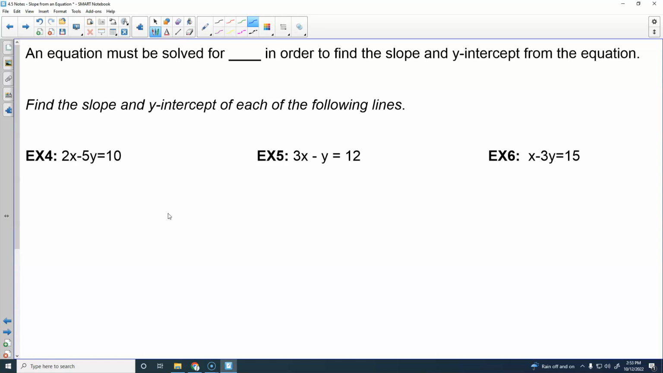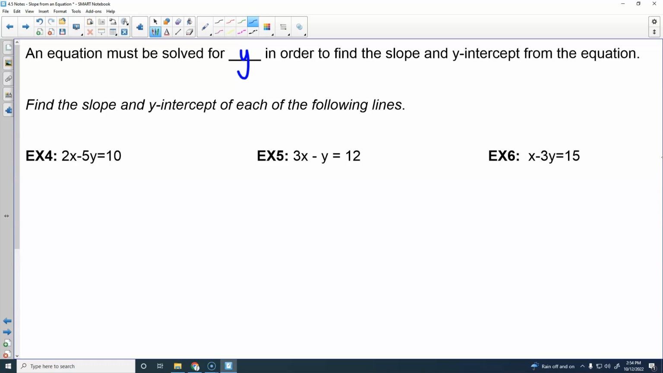All right. Okay, so an equation must be solved for y in order to find the slope and y-intercept from the equation. So you have to have the y by itself. So if you have problems like we see here, where they're asking you to find the slope and the y-intercept, but are any of these solved for y? They are not.